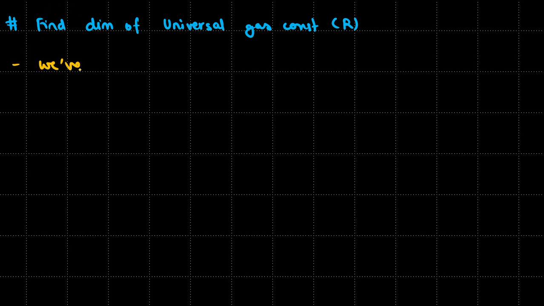So let's talk about another question, which is: find the dimension of the universal gas constant, which is capital R. So we have PV = nRT, where P is pressure, and this is actually called the ideal gas law.